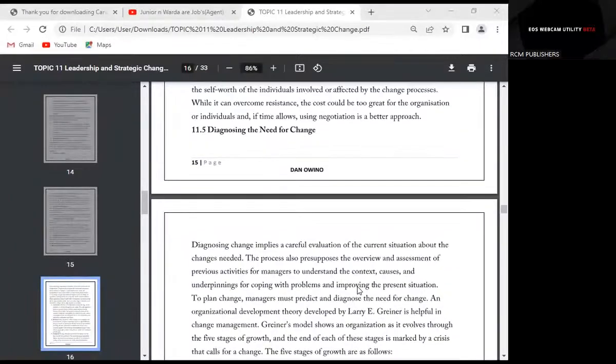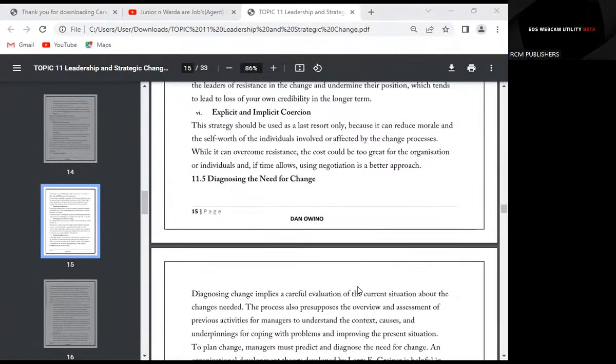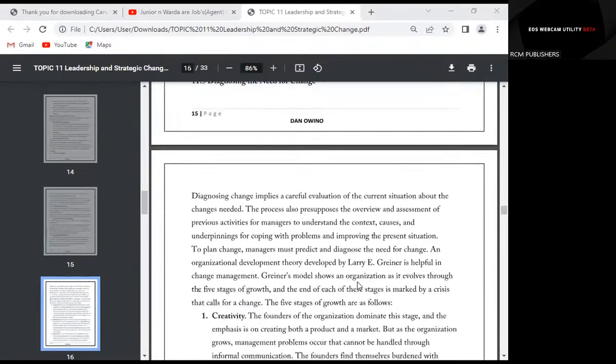Next, we have diagnosing the need for change. Diagnosing change implies careful evaluation of the current situation about where changes are needed. The process also presupposes the overview and assessment of the previous activities for managers to understand the context, causes, and underpinnings for coping with the problems and improving the present situation.